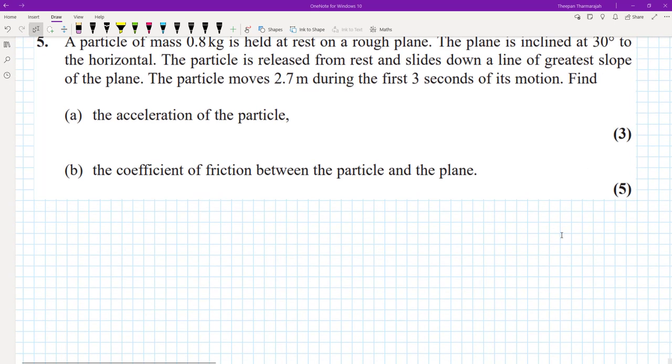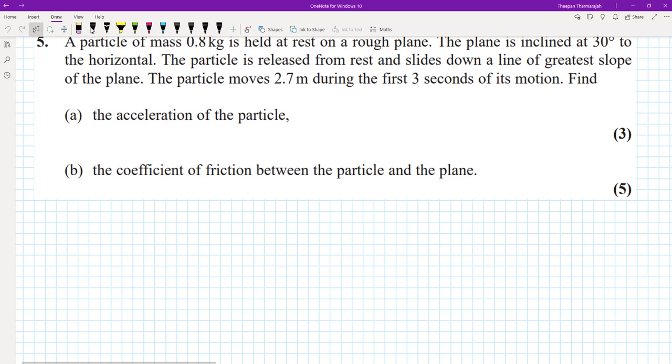Okay, welcome back. So we've got a particle of mass 0.8 kg held at rest on a rough plane. The plane is inclined at 30 degrees to the horizontal. The particle is released from rest and slides down a line of greatest slope of the plane. The particle moves 2.7 meters during the first 3 seconds of its motion. Find the acceleration of the particle.